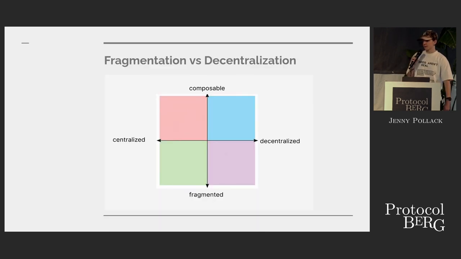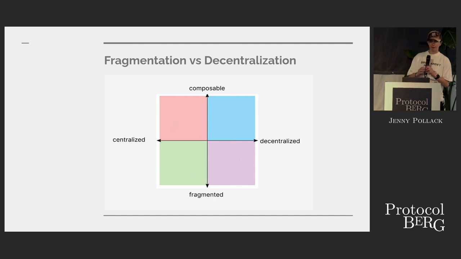So before getting into some more details, I would present a bit of a generalized spectrum framework, which I think is really important for understanding technical adoption of the underlying protocol technology that we're building. And it's a spectrum of decentralization and fragmentation. And I think it's important that we think about protocol changes through this lens.